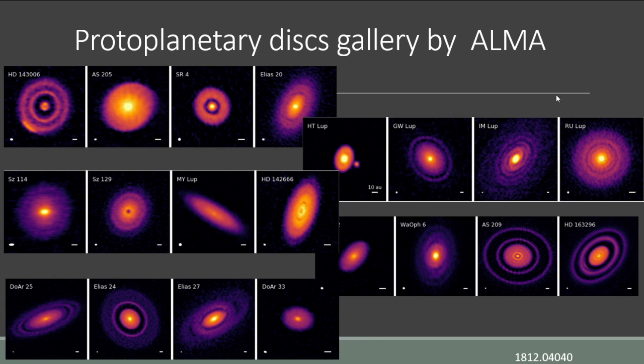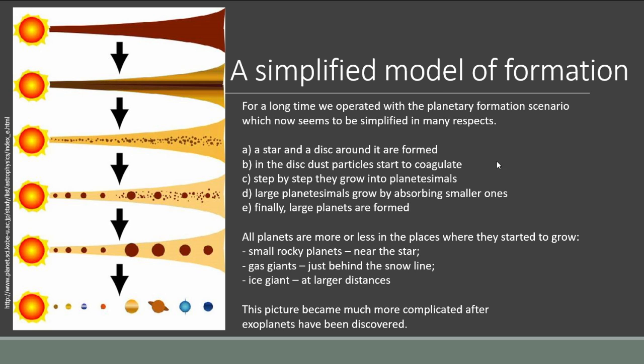So we see these protoplanetary disks, sorry. And we see interesting structures inside them, and these structures mostly are directly related to the existence of forming massive exoplanets inside these protoplanetary disks. So let's start with a very simplified picture of planet formation.